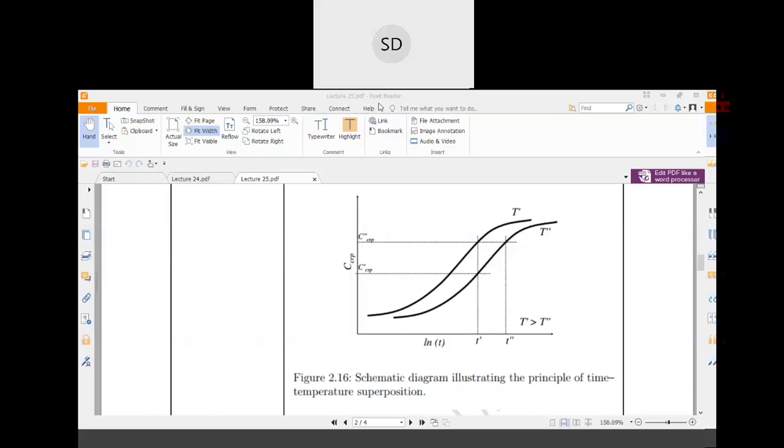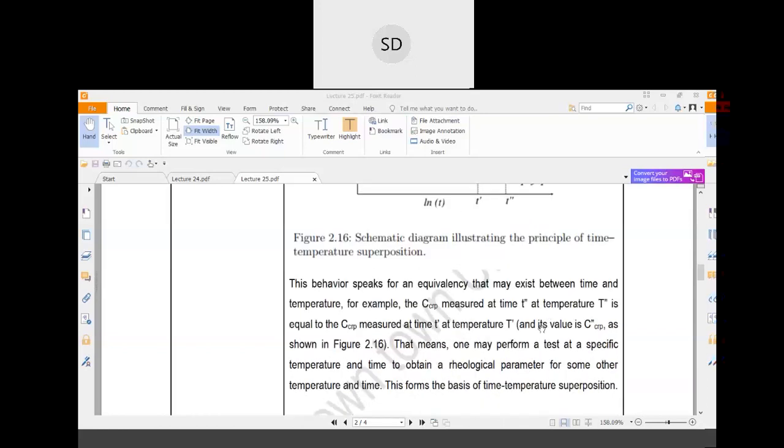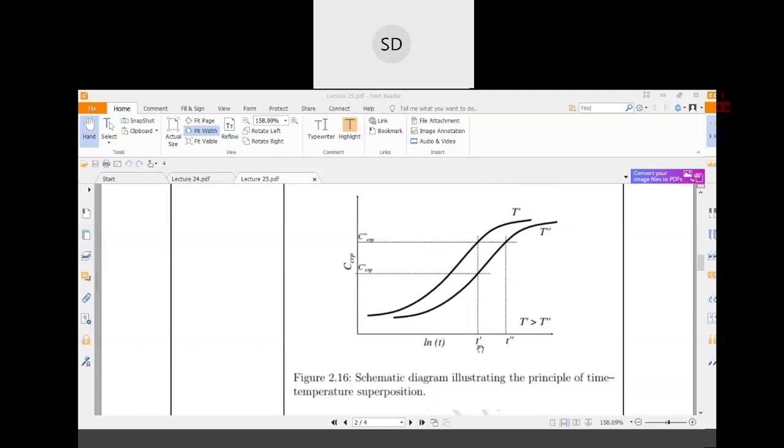which is measured at your time T dashed and T double dashed with the temperature T dashed and T double dashed. So in that case, you can see the creep values at time T dashed and temperature T dashed, and at time T double dashed and temperature T double dashed. Now you can observe that at the same time T dash, you are getting two creep values for different temperatures, C creep and C dashed creep, which are represented by these two points.